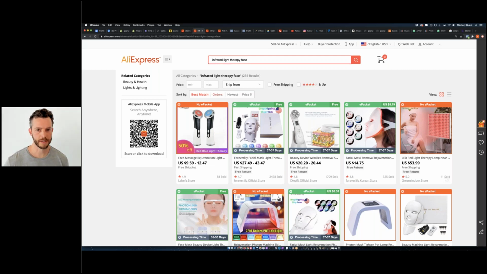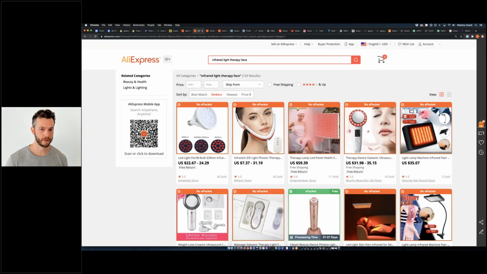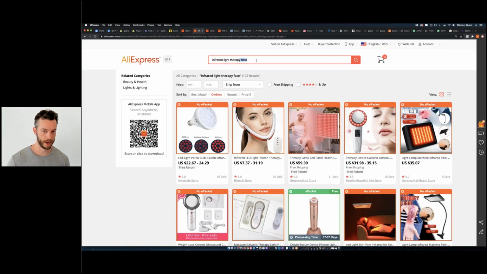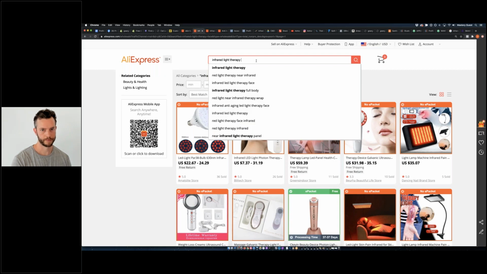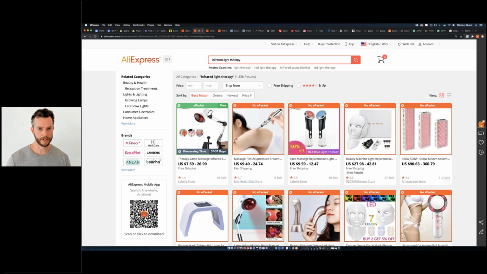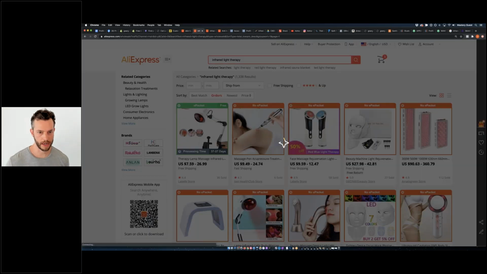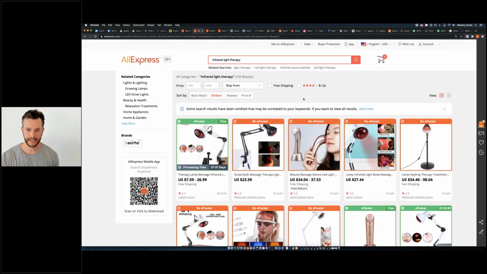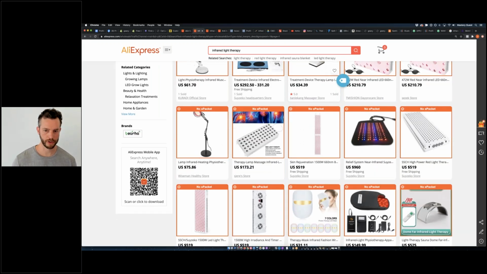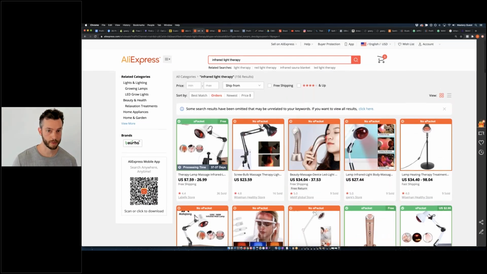I would organize this by orders. There's only 125 results here, and immediately we start seeing the top sales. Now, for this particular search term, there's just not enough. So let's just do infrared light therapy. That'll give us 1,300 results. We're going to organize this by orders. And again, you have to dig a little bit. With this particular search term, there's nothing that has a boatload of sales. We're looking for stuff that has a lot of sales.